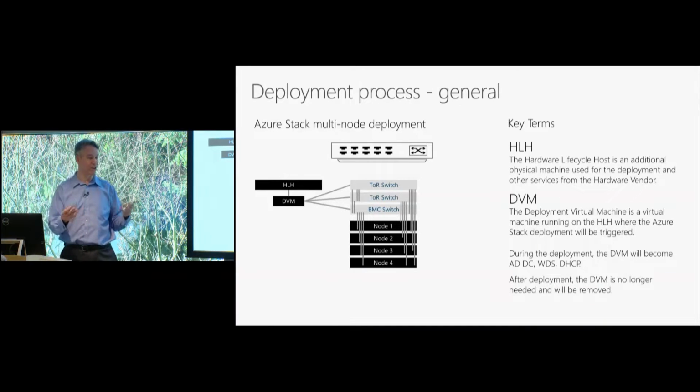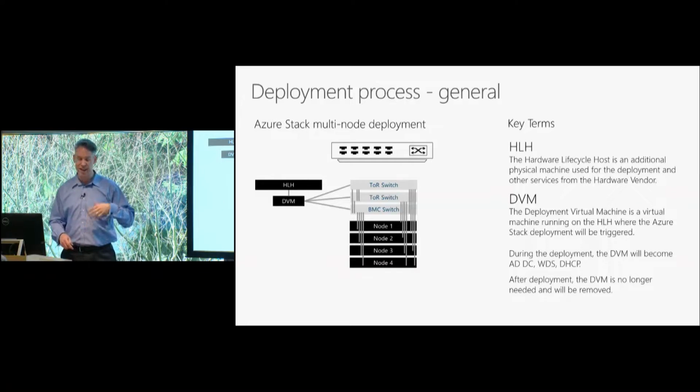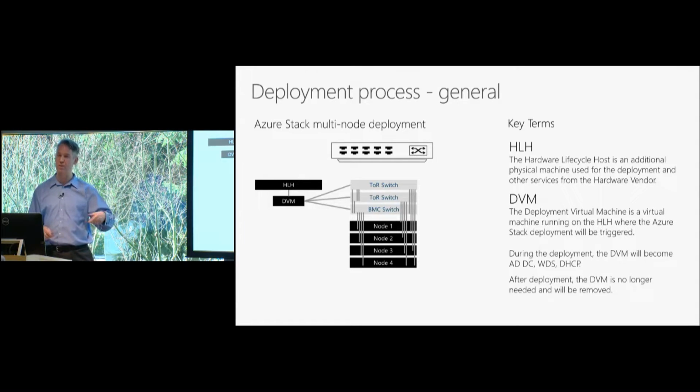During that initial deployment, the DVM has a bunch of roles. It's like the DHCP server. It's the initial domain controller in that internal environment. So it's got enough infrastructure to help you start firing up all the rest of the virtual machines. And then the automated process fires them all up.